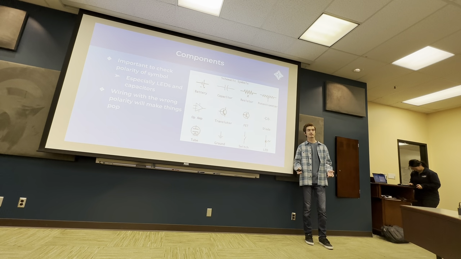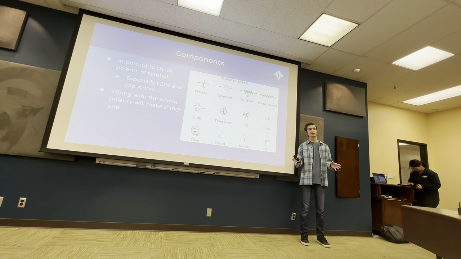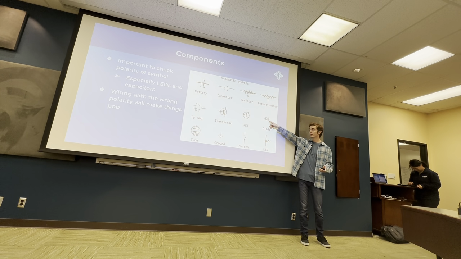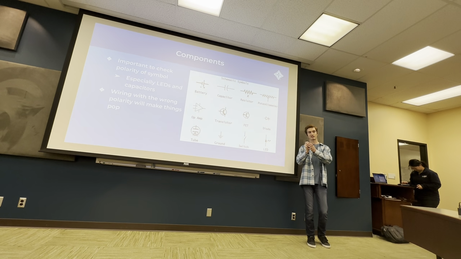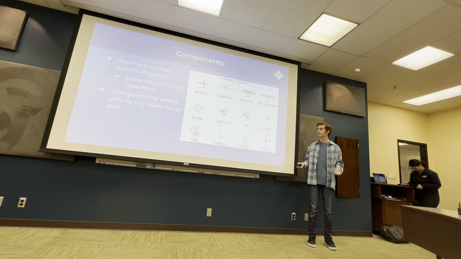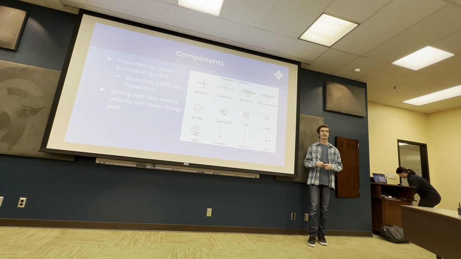I said before components. Here are a bunch of common ones. We aren't going to go into depth on these right now, but the main thing to note is whether they are a polarized symbol. This basically means that the direction of the symbol matters. Electricity is only supposed to flow one way through it. Main things to note here are LEDs, which are like our mini light bulbs, and capacitors. If we wire things with the wrong polarity or connect them up in our circuit board with the wrong polarity, they can pop or burn, so that's something to be very careful of.